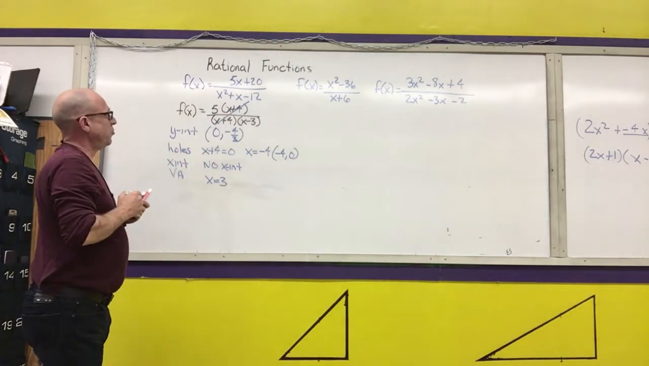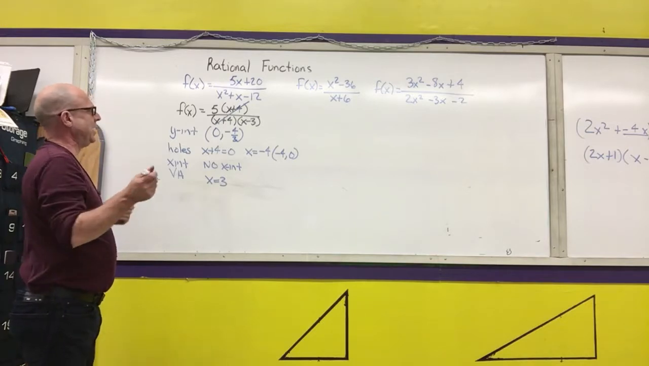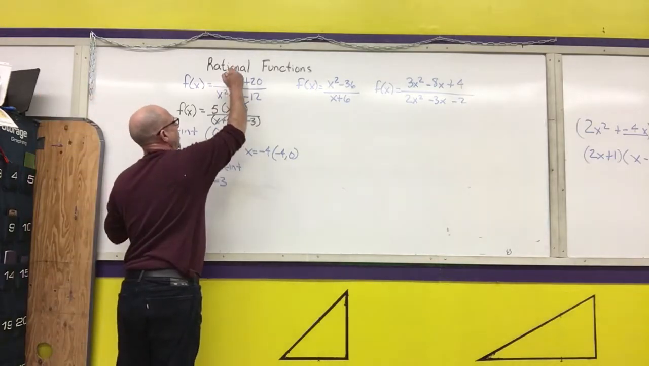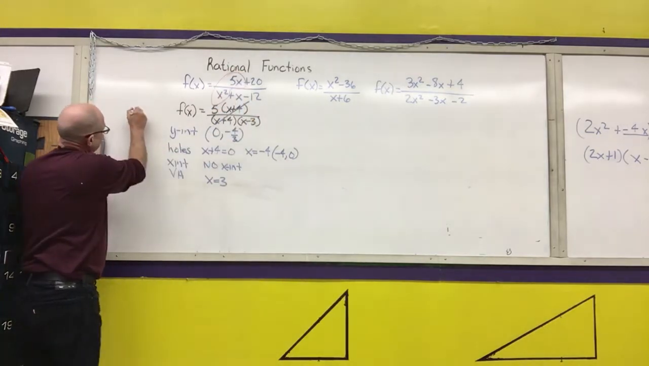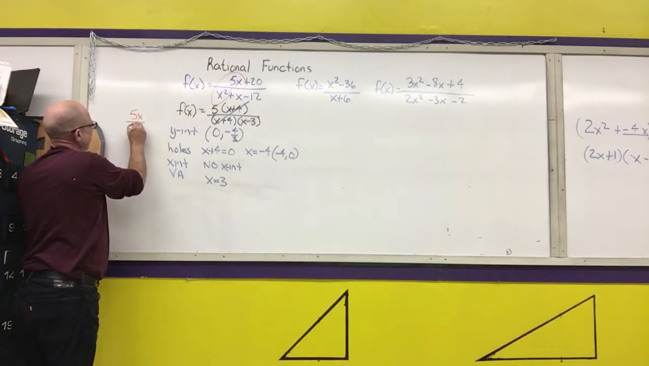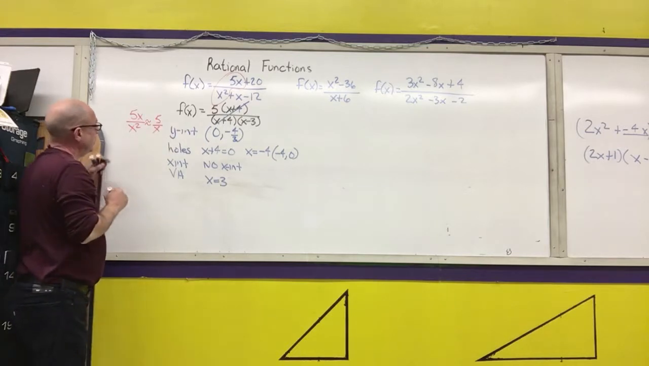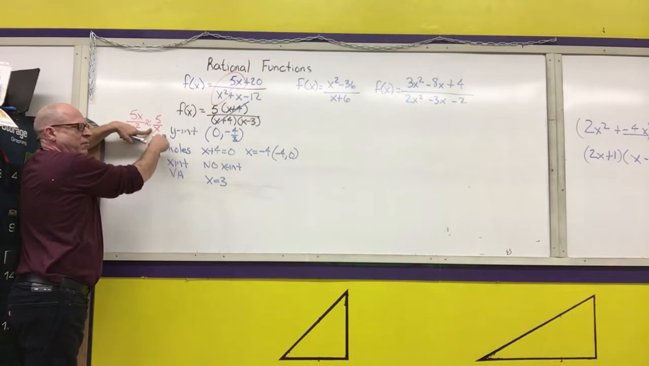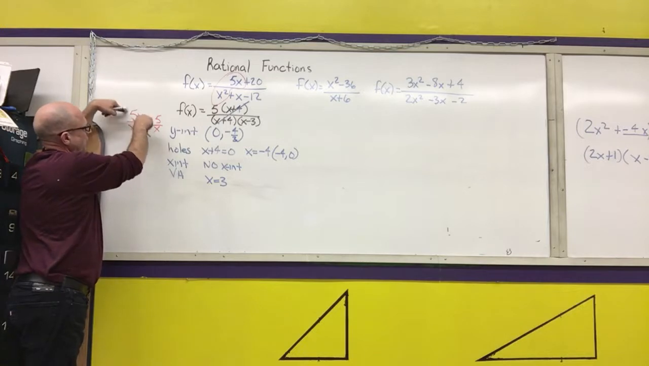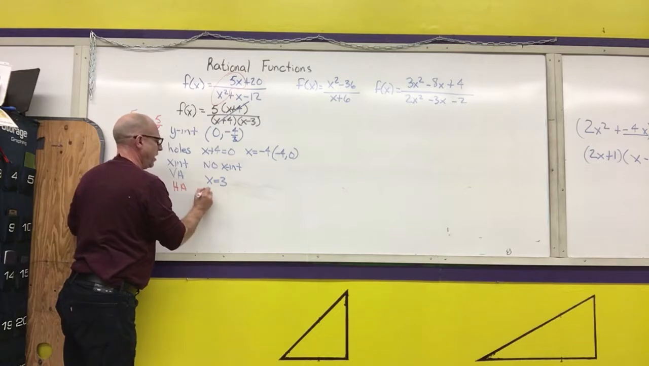Then we identify whether we have oblique, horizontal, or no asymptotes by analyzing the leading term over the leading term. So if I analyze 5x over x squared, this is 5 over x. And notice this is like the end behavior of my 1 over x function. So anytime that the degree in the denominator is more than the degree in the numerator, we know we have a horizontal asymptote at 0.